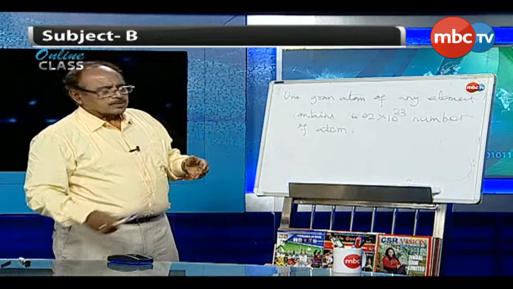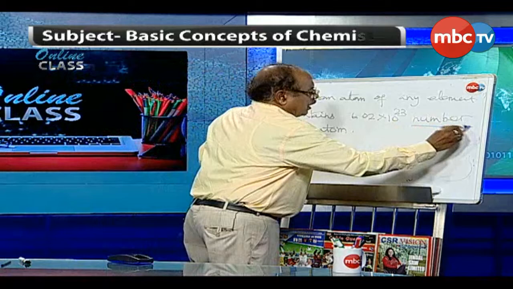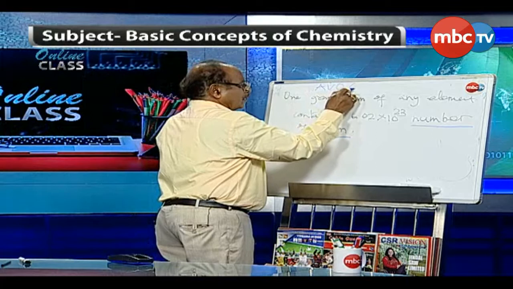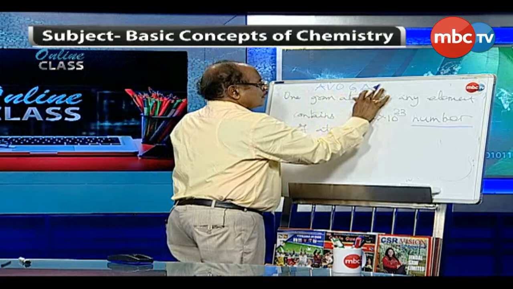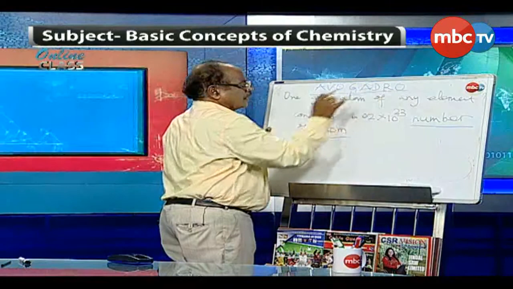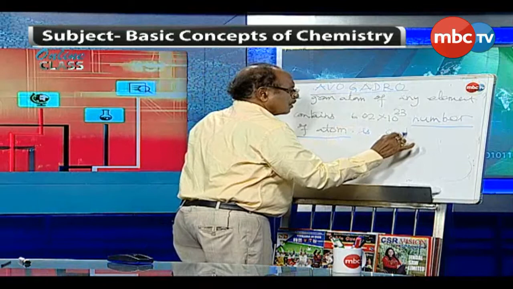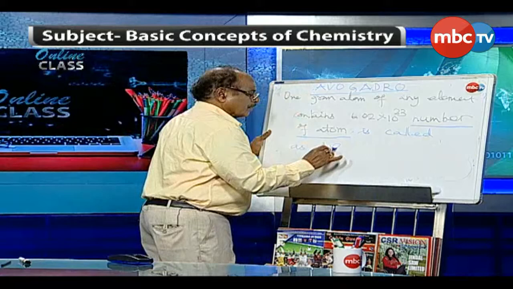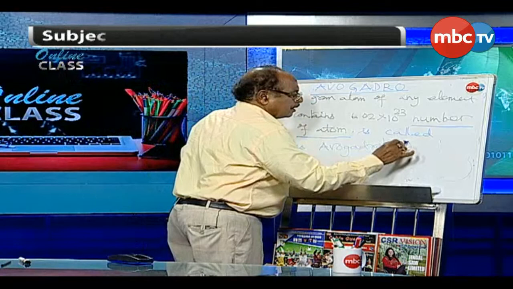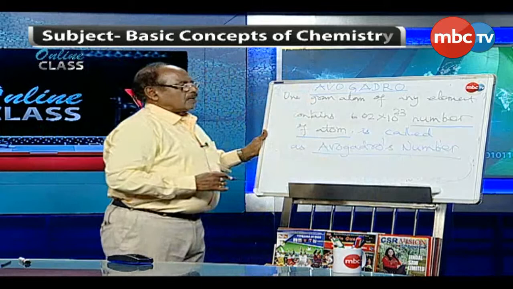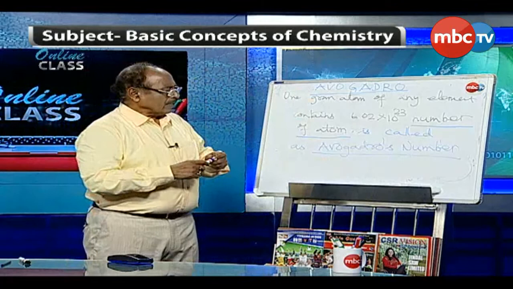They named this in honor of a scientist called Avogadro. We are going to read Avogadro's law. So in honor of the scientist Avogadro, this constant number of atoms is called Avogadro's number. So we will say that 1 gram atom of every element contains 1 Avogadro number of atoms.